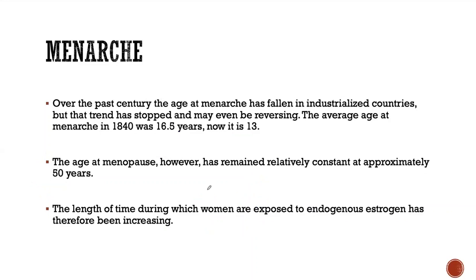The ceremony, okay. Some extra elements. Over the past century, the age at menarche has fallen in many societies. The average age at menarche in 1840 was around 16.5 years, now around 13. The age at menopause, however, has stayed relatively constant, meaning the period during which the woman is fertile has gone up. So the amount of time that she is exposed to the estrogen hormones is longer now.